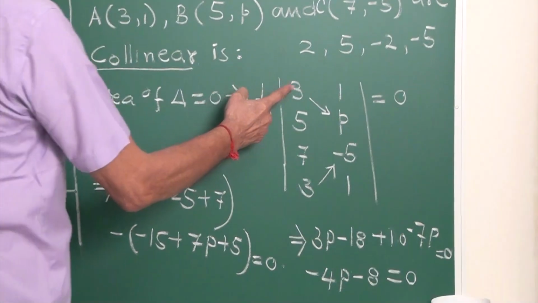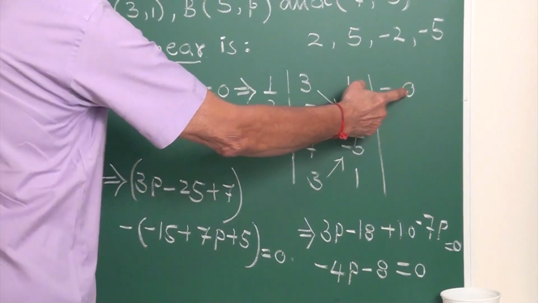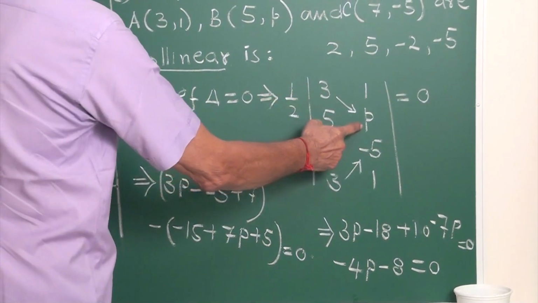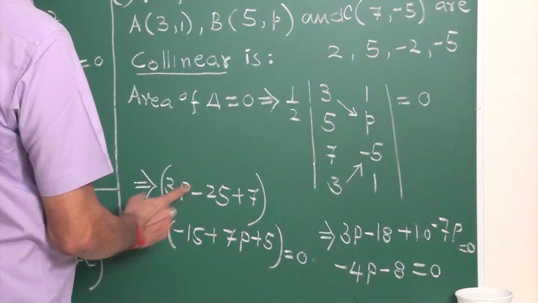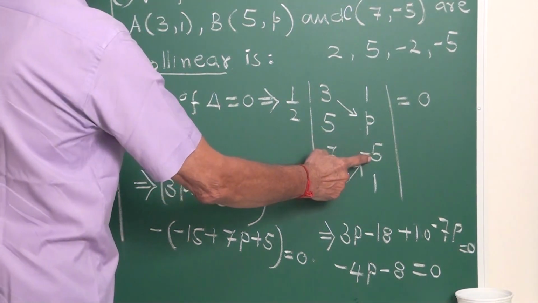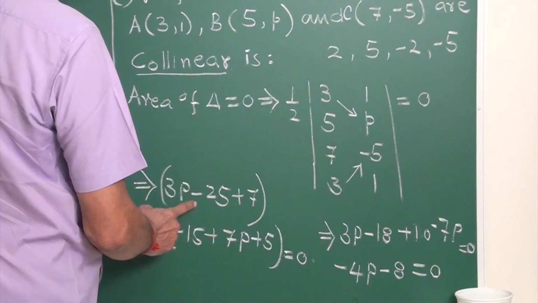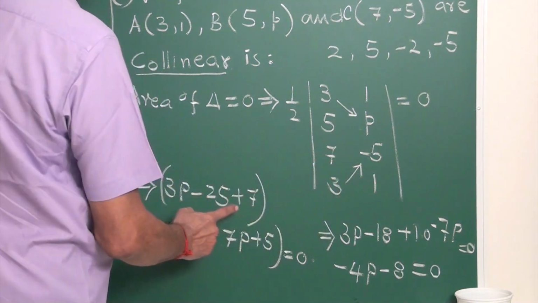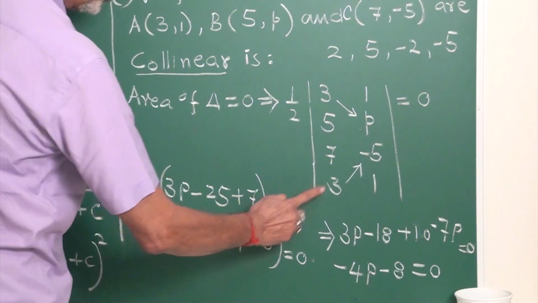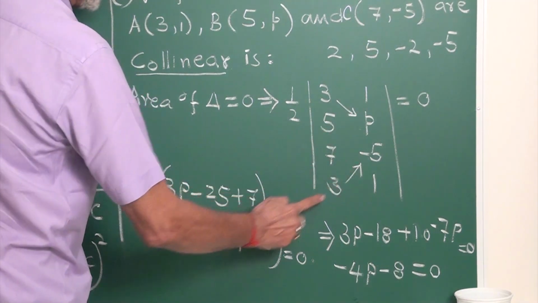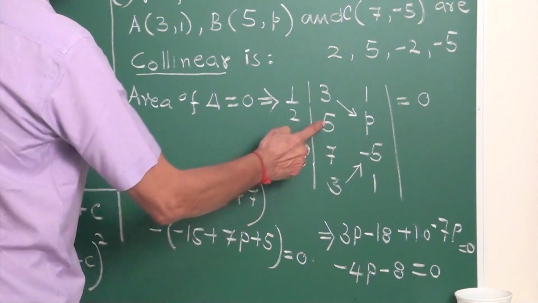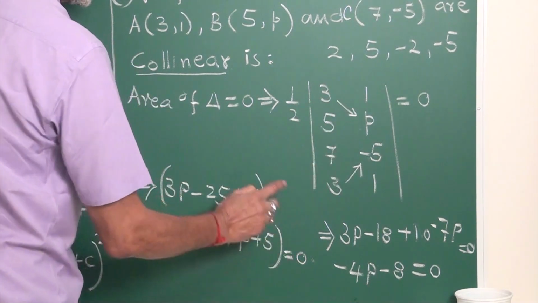Then first you come down. Take this 1 by 2 this side. This 1 by 2 into 0 is 0. Come down, 3 into P, 3P. This is minus 25. Plus with minus is minus. This is plus 1 into 7 is 7. Minus, you have to go up. This is minus 15 plus 7P plus 5 equal to 0.